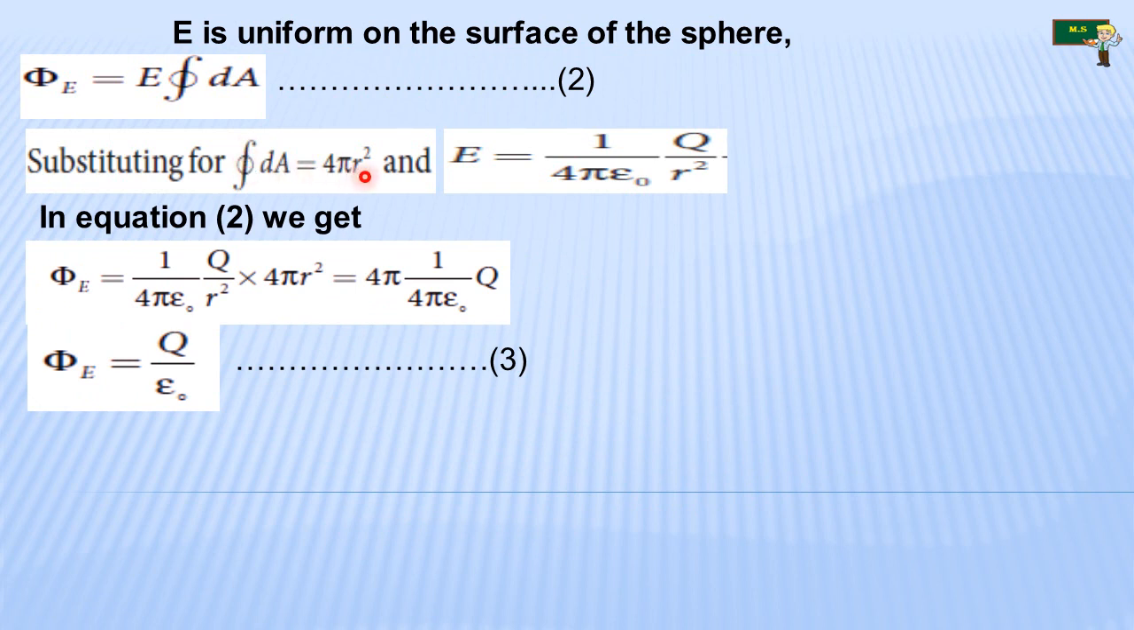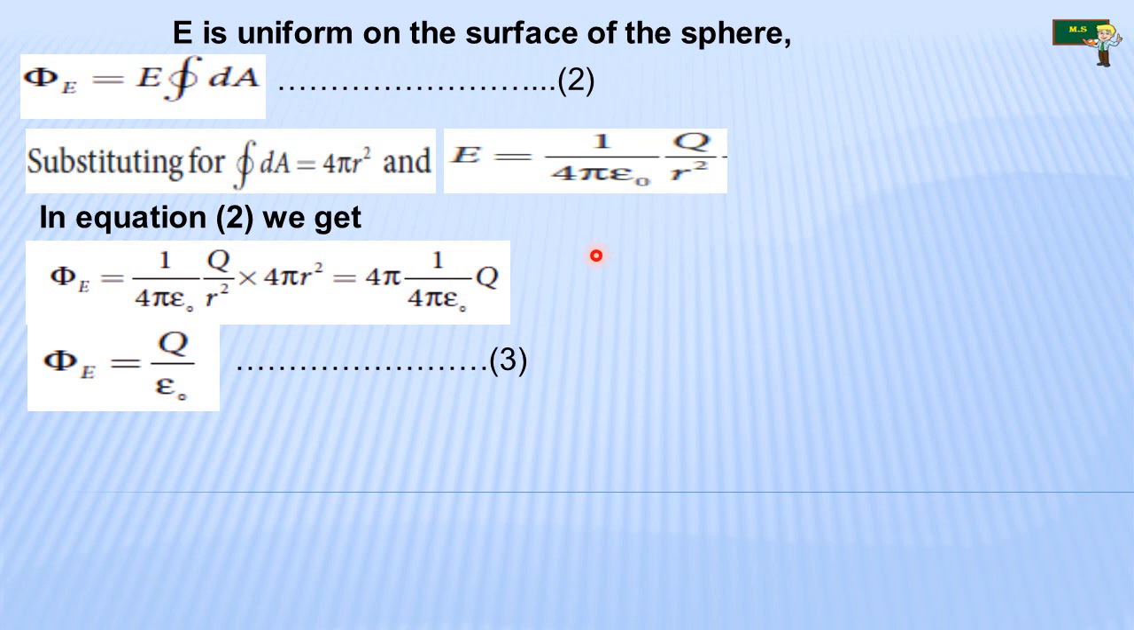Substituting the closed integral of dA is equal to 4 pi r square, which is the surface area of the sphere. Because we here have dA, substitute the value 4 pi r square instead of dA. Therefore, E into 4 pi r square. Here E is equal to 1 by 4 pi epsilon 0 q by r square.